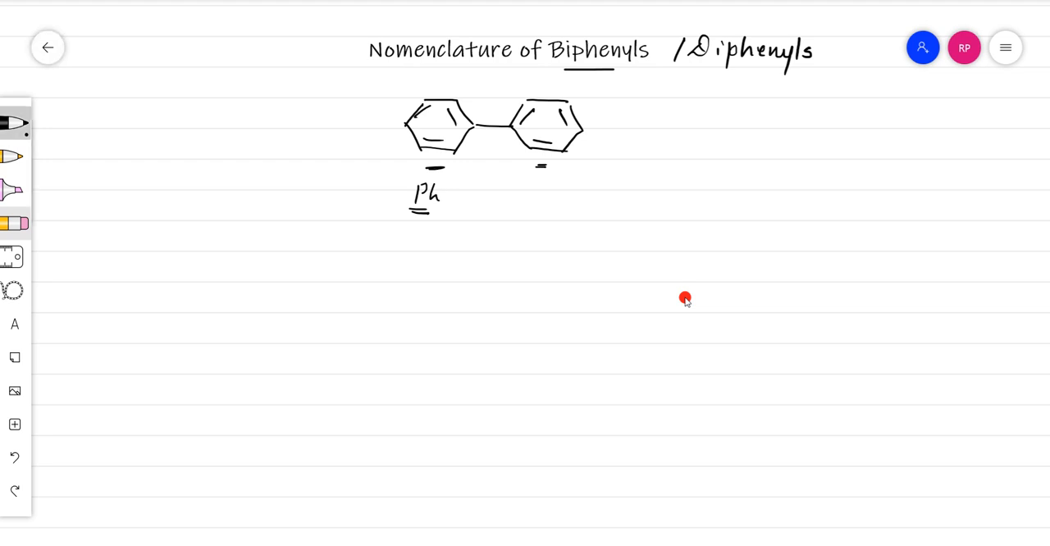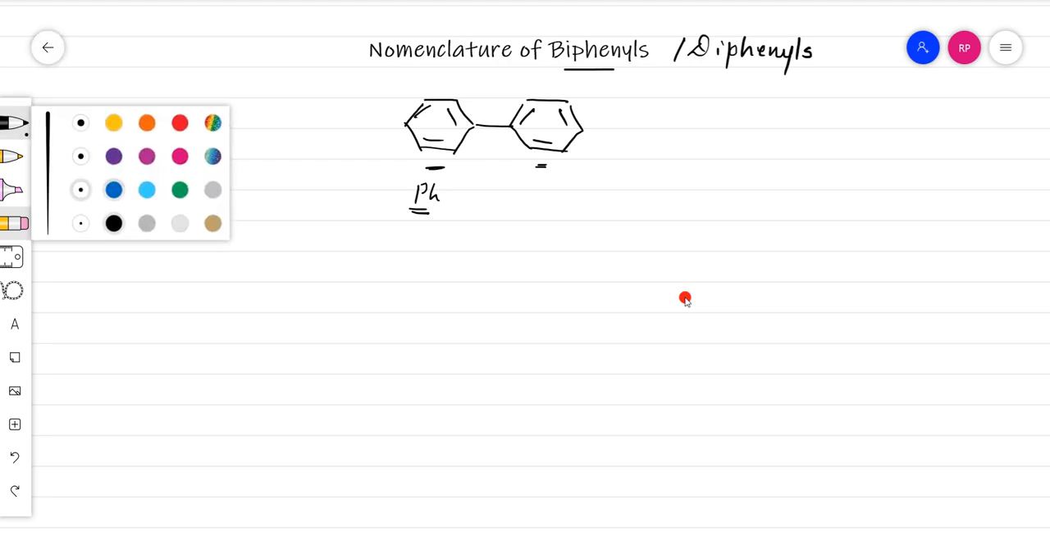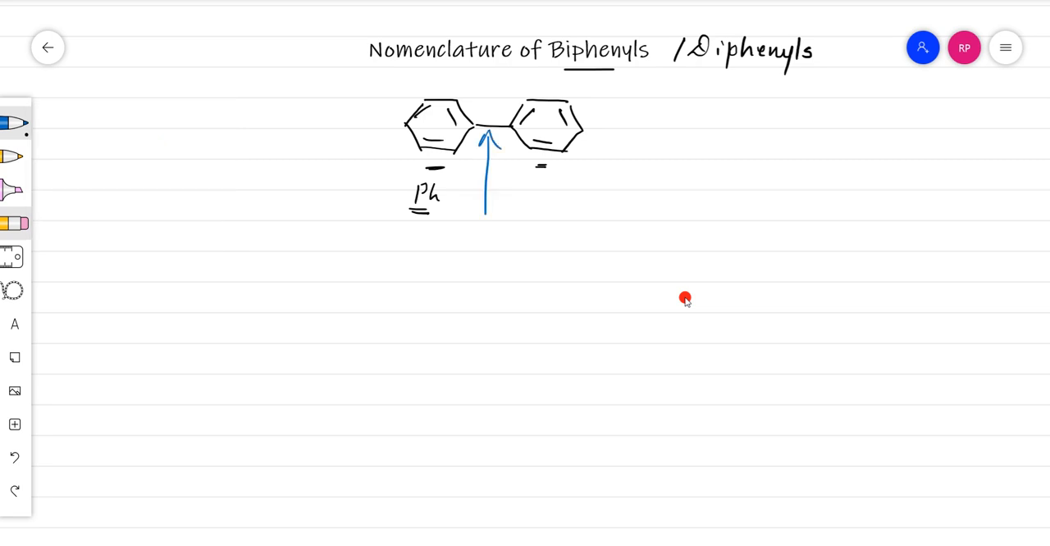Now, if you look at this properly, the two benzene rings, the two phenyl rings, are joined to each other by one single carbon-carbon bond. This bond is called the pivotal bond. The two rings are joined to each other, and these rings can be rotated because this is a carbon-carbon single bond. Okay. Now, how to name these compounds?